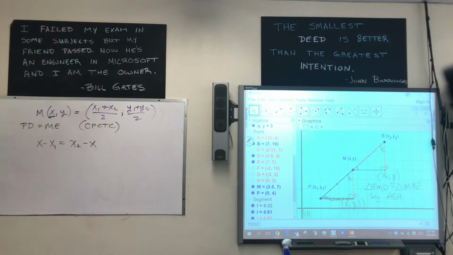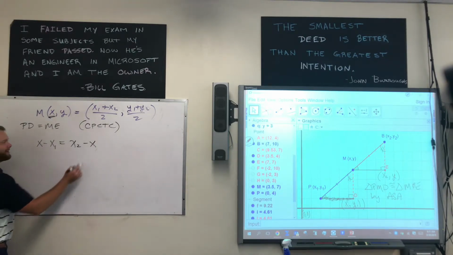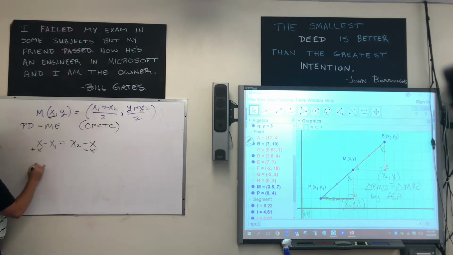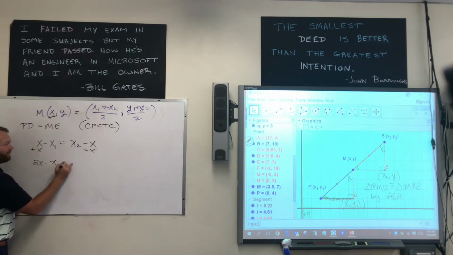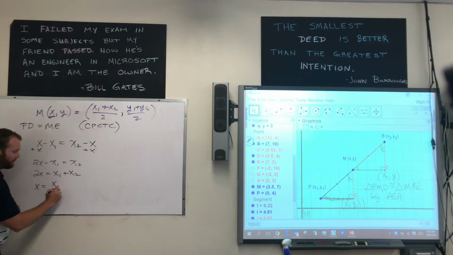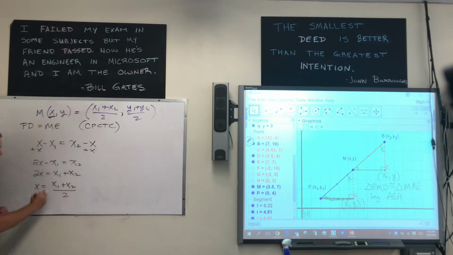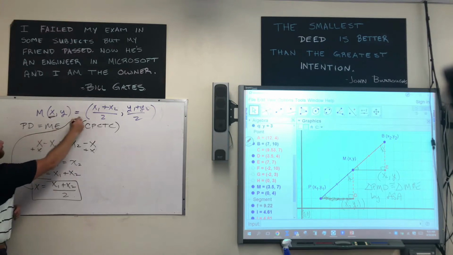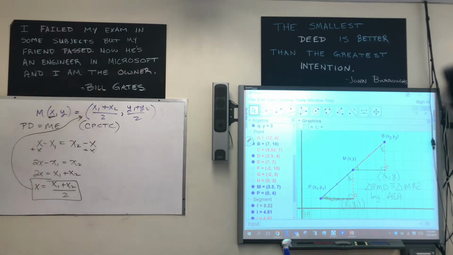So I'm going to look at this equation and solve for x. Okay? Well, that means I've got to isolate it, so I'm going to add x to both sides. 2x minus x sub 1 equals x sub 2. Maybe you're foreshadowing a little bit. You're seeing, oh, I'm starting to see this thing generate itself. Add x sub 1 to both sides. And now divide both sides by 2. And that is then the derivation, the creation of the algebraic proof of the x coordinate for a midpoint.